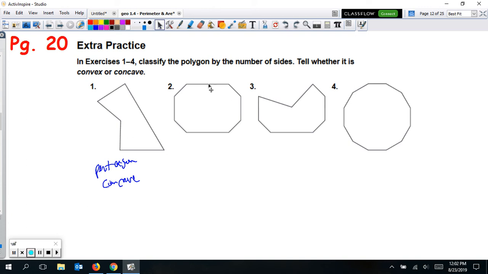Number 2, you can count up all the sides here: 1, 2, 3 on top, 4, 5, 6 on the bottom, 7, 8. So it's an octagon because there's 8 sides and there's no caves in this one. So it's an octagon and we call it convex.